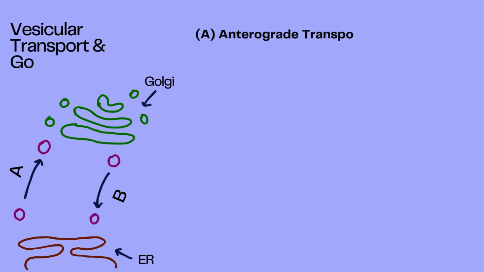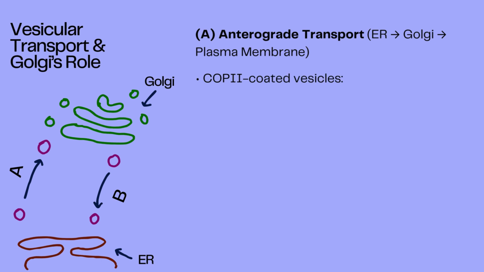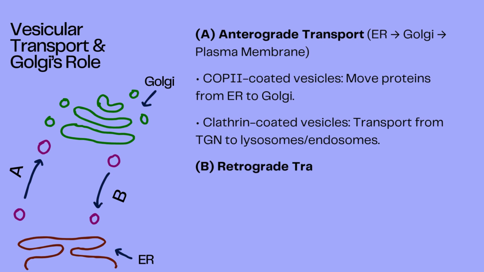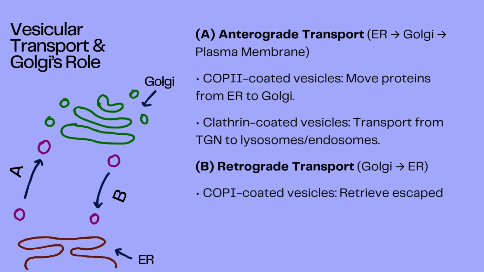Transport to and from the Golgi apparatus occurs through vesicles. When materials move from the endoplasmic reticulum to the Golgi and then to the plasma membrane, this is called anterograde transport. In this case, vesicles coated with COP2 protein carry the cargo from the ER to the Golgi. From the trans-Golgi, clathrin-coated vesicles carry materials to endosomes and lysosomes. In the opposite direction, we have retrograde transport, where COP1-coated vesicles bring materials back from the Golgi to the ER, especially proteins that were mistakenly transported forward or that need more processing. So this dynamic movement ensures quality control and correct delivery inside the cell.